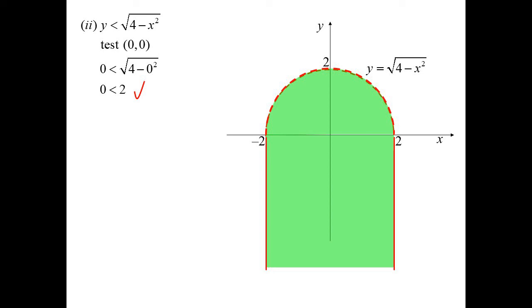But you now have a dotted line joining a solid line, so the point of intersection should be circled. And if you're unsure, again, substitute the point in. Let's use this one, 2, 0. 0 is less than the square root of 4 minus 2 squared. Well, no, it's not. It's actually equal to, it's not less than. So, hence, not included.